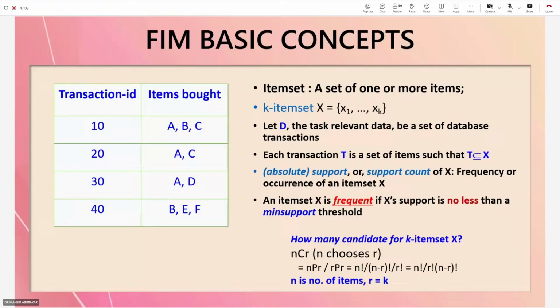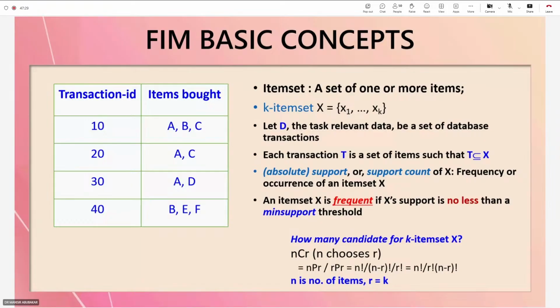D is a set of database transactions. We have 4 transactions, so this is representing our D, that is the data. And then each transaction T is a set of items, so that T belongs to X. Each of the transactions here is what is called T, the transaction, which belongs to different X values that we have as items in the transaction.